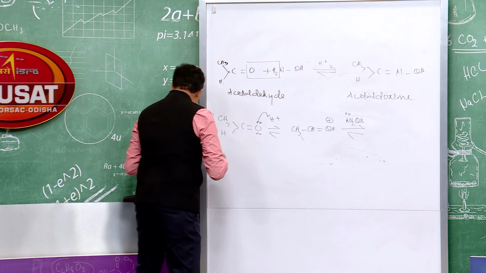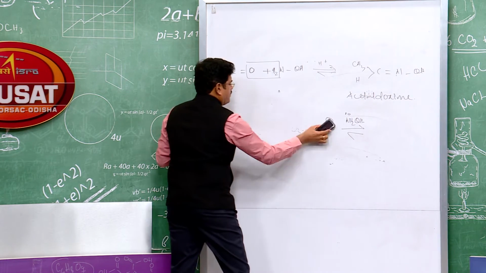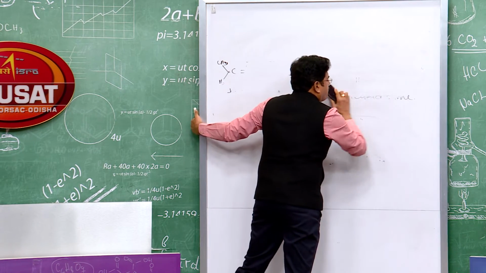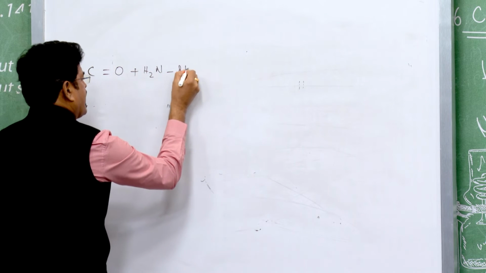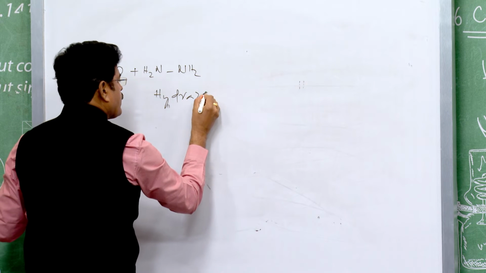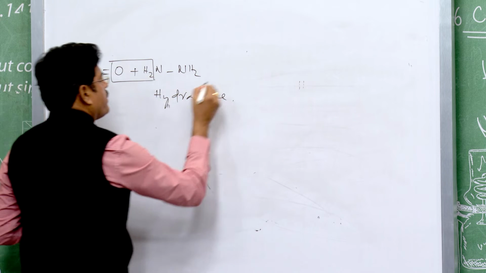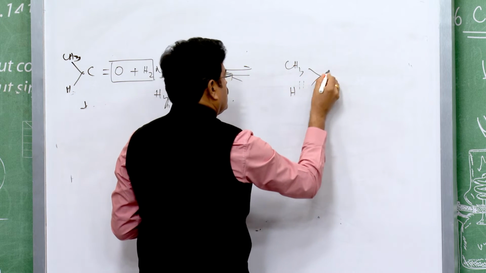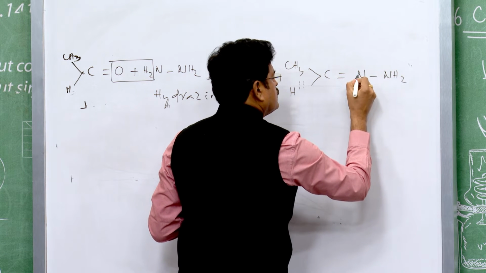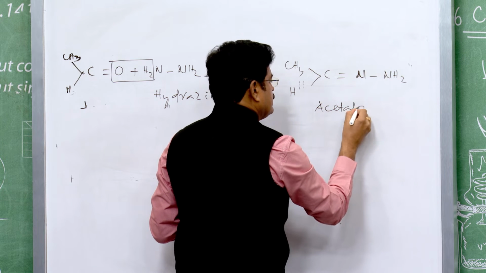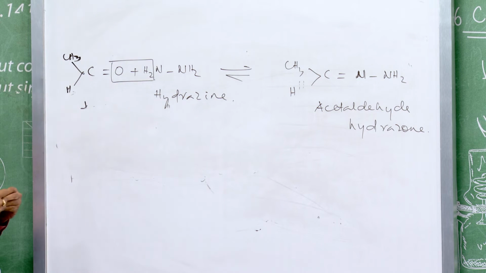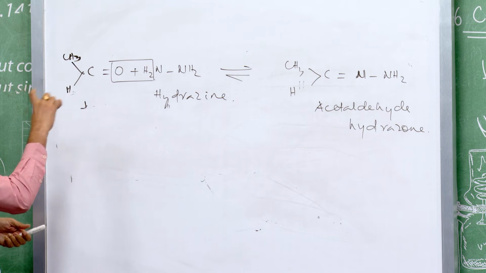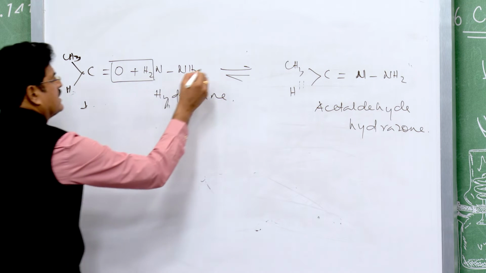The next addition reaction is the addition of hydrazine. Let's take the same example here, acetaldehyde. This is hydrazine. CH3CH=N-NH2, acetaldehyde hydrazone. Acetaldehyde with hydrazine gives acetaldehyde hydrazone. I am directly writing these reactions. Acetaldehyde with hydrazine gives hydrazone in acidic medium.